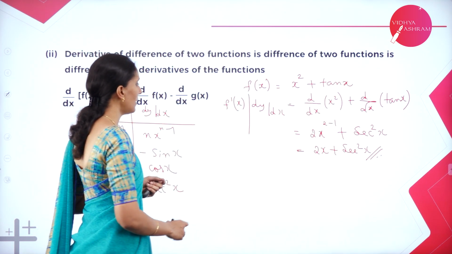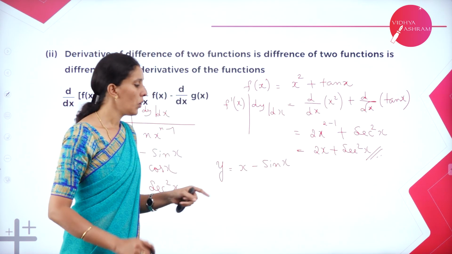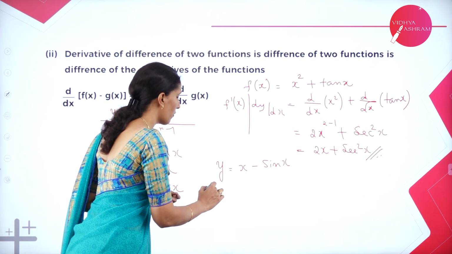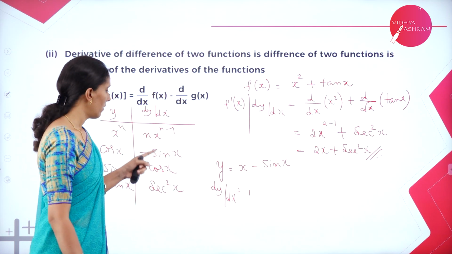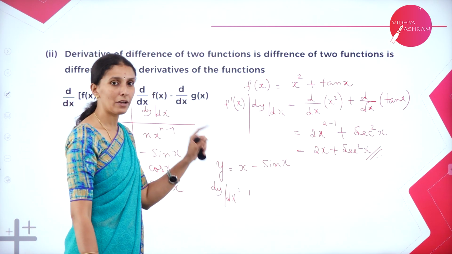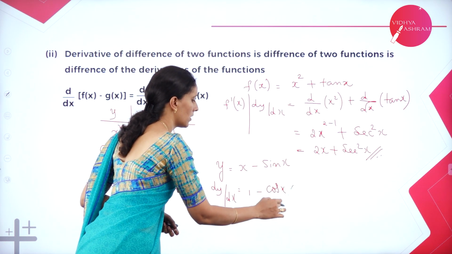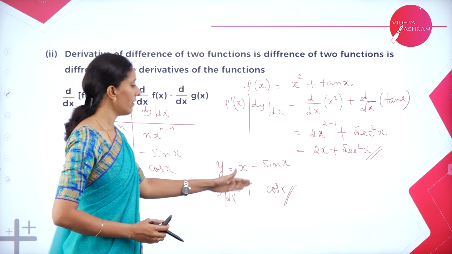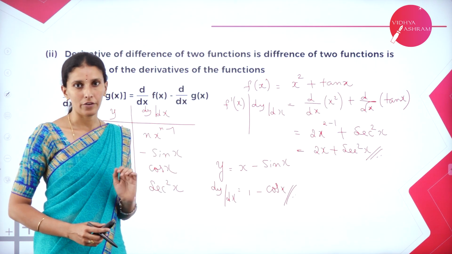I'll take one more example. Let y be equal to x minus sin x. Now, the power of x is 1. Whenever the power of x is 1, the derivative is always 1, or you can directly write x to the power 1. When you apply the same result, it is 1 into x to the power 1 minus 1, which becomes x to the power 0. Therefore, the derivative of x is always 1. Now, the derivative of sin x is cos x. Simple. Directly write the derivatives of the given function. So differentiate separately whenever the function is given in sum or difference form.